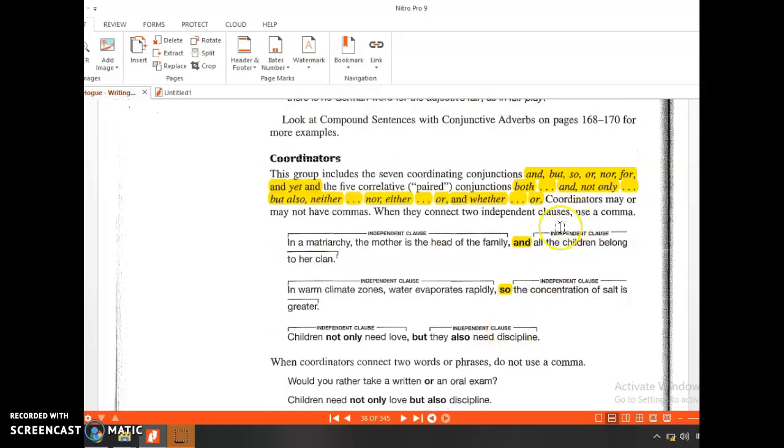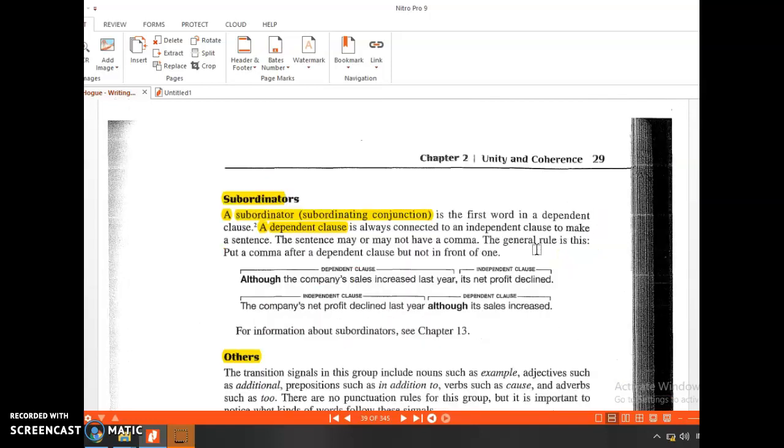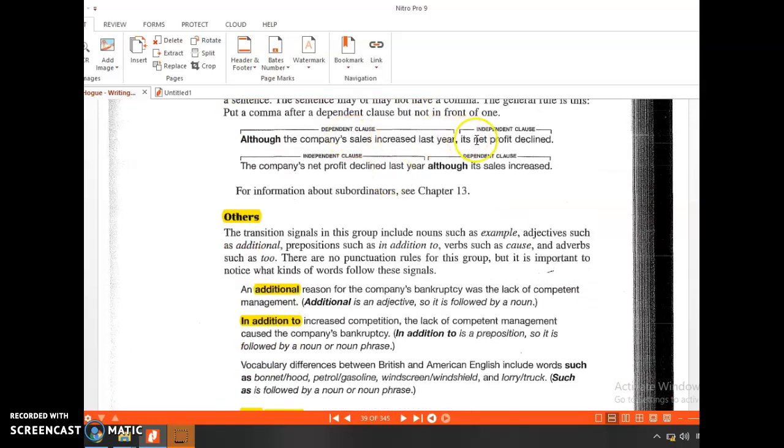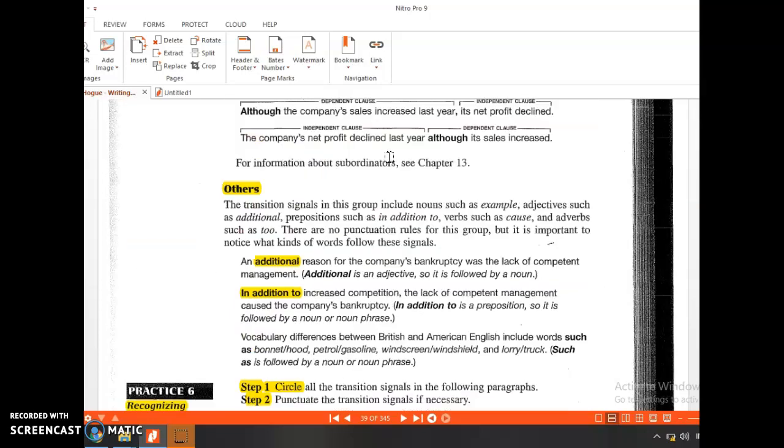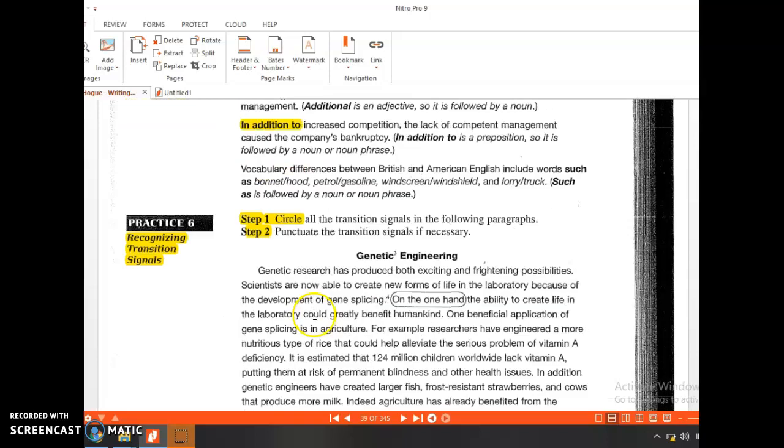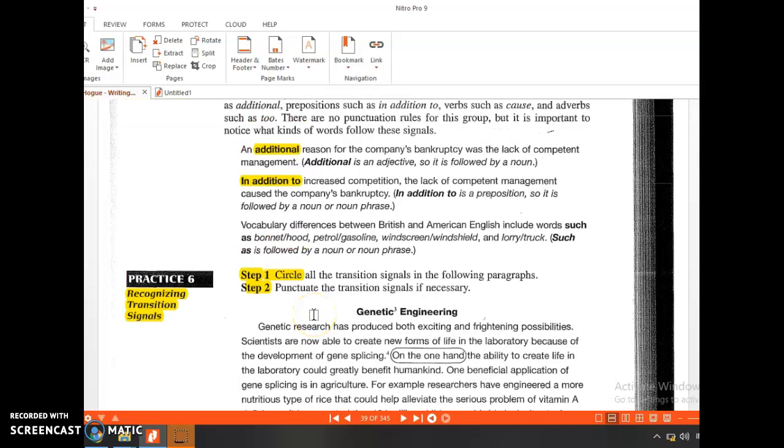And then coordinators as well. Please read it at home. Subordinating, dependent and independent clauses are in your grammar class actually. Please read it at home. And then others, for example, the transitional signals in this group include nouns such as example, in addition to, cause, and so on. An additional reason, alasan lainnya, or in addition to, sebagai tambahan, and so on. Or such as, yaitu, or seperti.